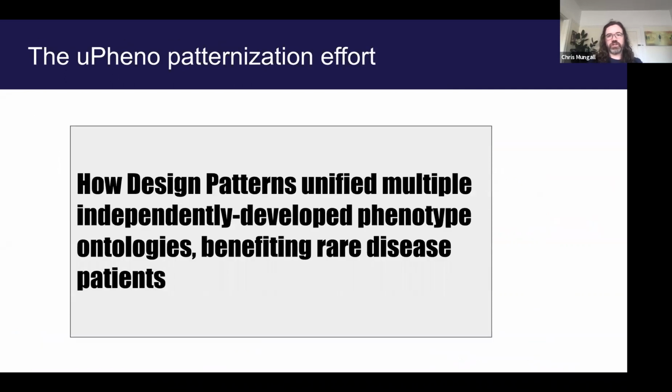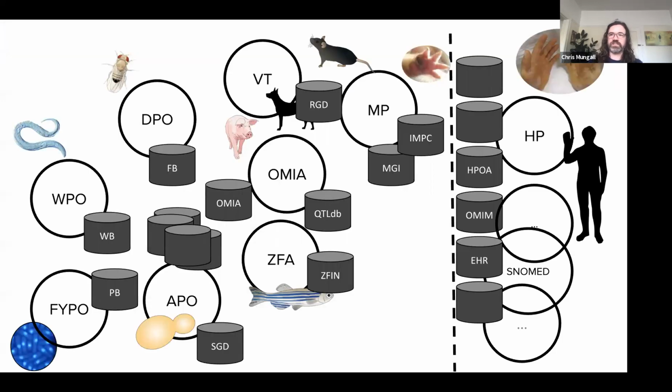So I want to switch and talk about a particular design patterns effort called UPheno. And the story here is how we use design patterns to unify multiple independently developed phenotype ontologies, ultimately for the benefit of patients of rare diseases.